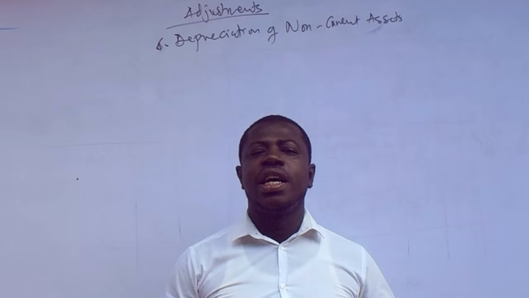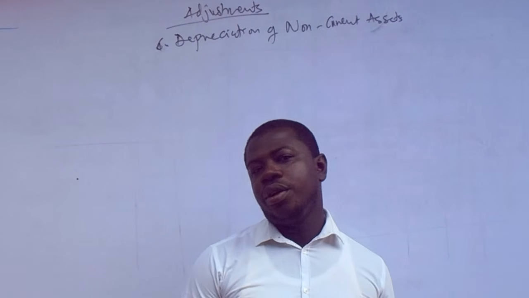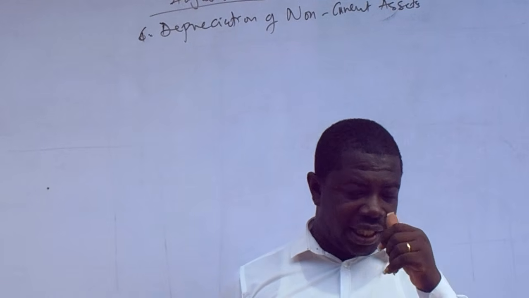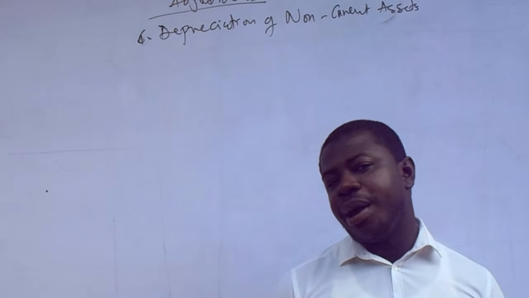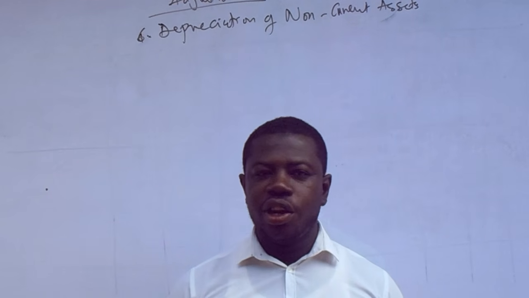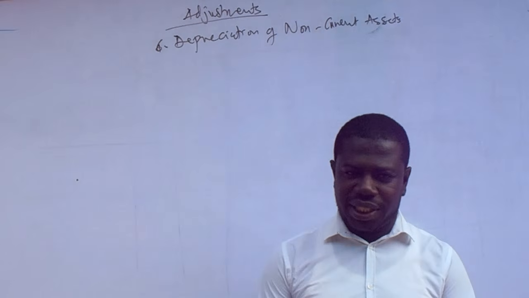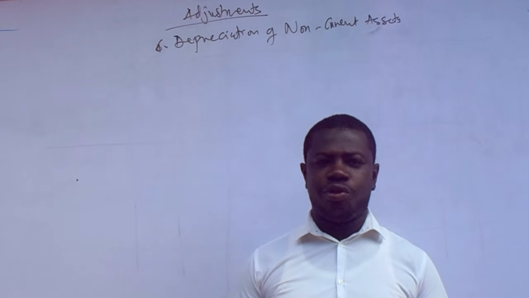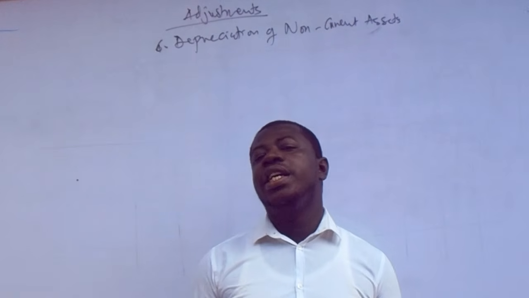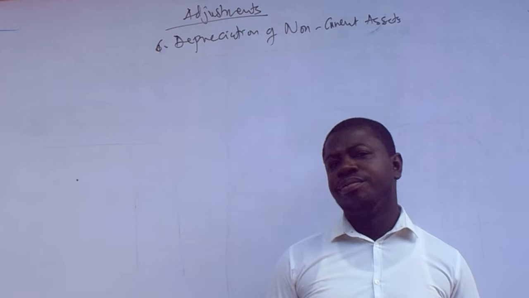Depreciation of non-current assets. With depreciation, we have the methods that we use to calculate. Each organization may go by a method of their choice. You can go by the straight line method or the reducing balance method or other methods that are available. Now, when you get a question under final accounts of a sole trader, depreciation is usually in the additional information, and it is supposed to be treated twice.